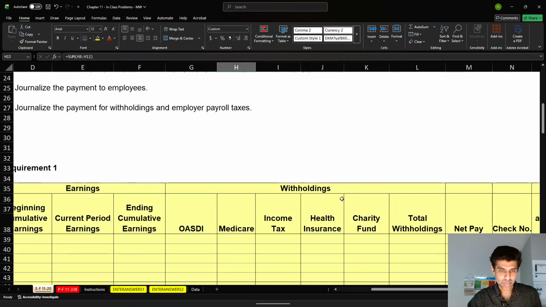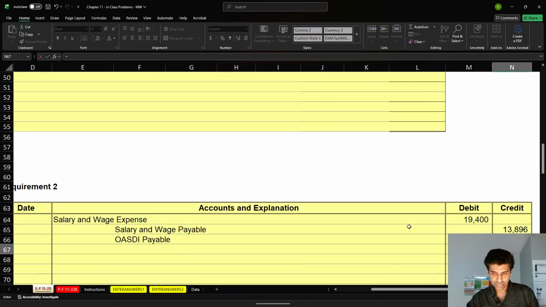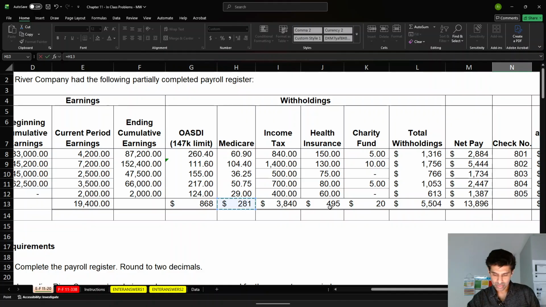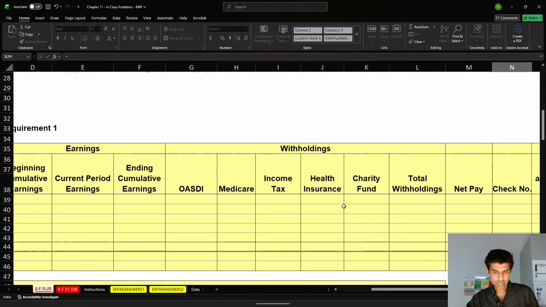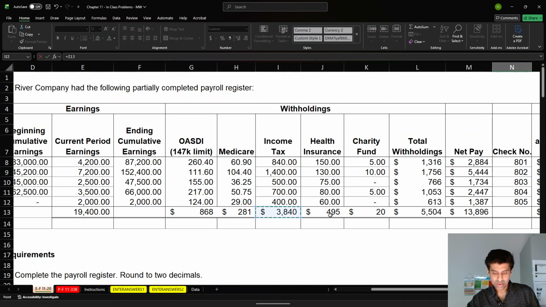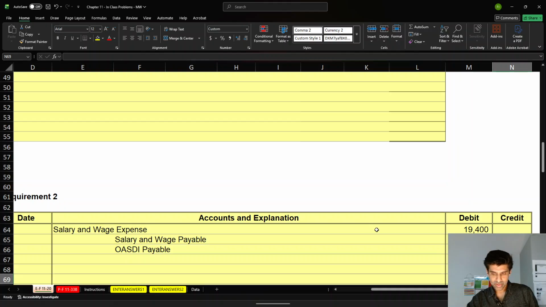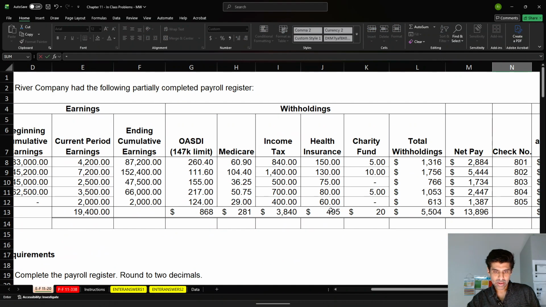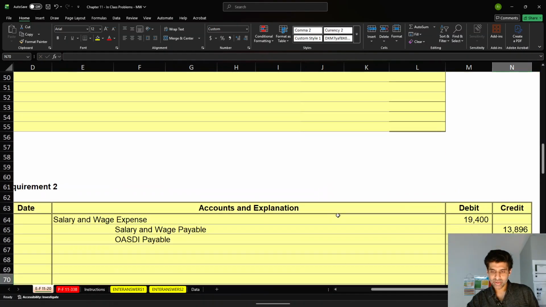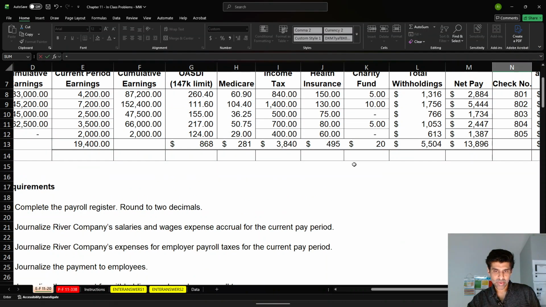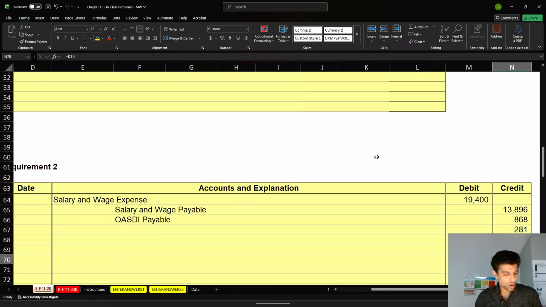I'm going to have to pay some to Medicare on the employee's behalf. I'm going to have to pay the IRS on the employee's behalf. I'm going to have to pay Kaiser or Blue Shield or whoever. And I'm going to have to pay whatever charities my employee wanted to contribute to. So again, this is all money that is due to my employee, either directly, which is this, or indirectly because I'm paying all this stuff on behalf of my employees.